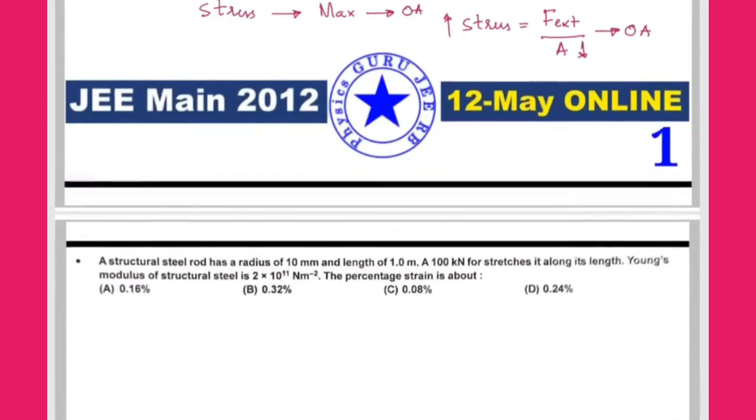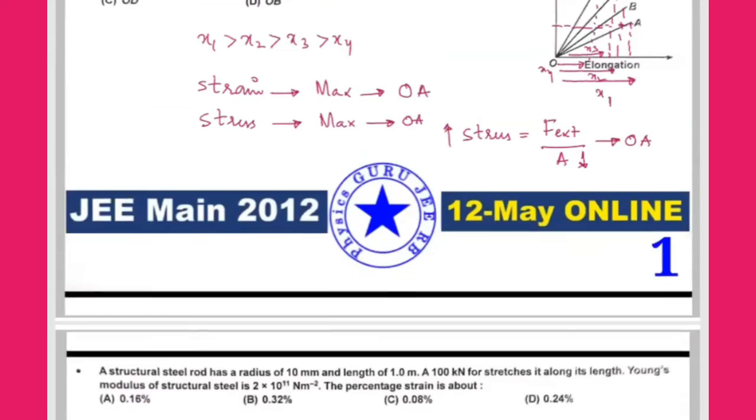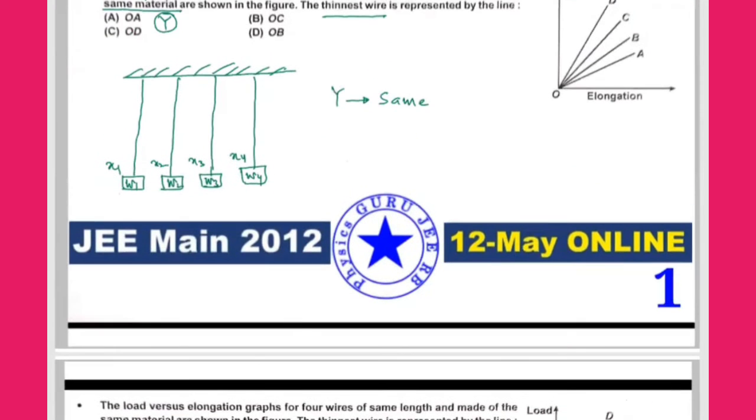Next, on to the next problem. Here we used only the concept that Y is the same because they are of the same material. Elongations, if you take, just a drawing like this, as I showed there. Okay, coming back.